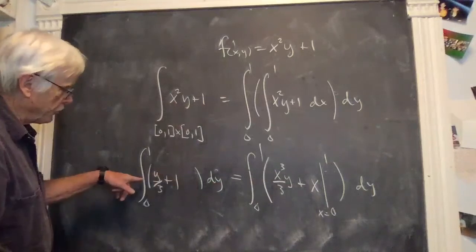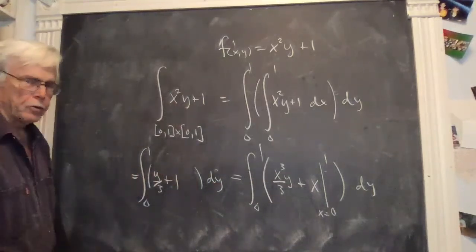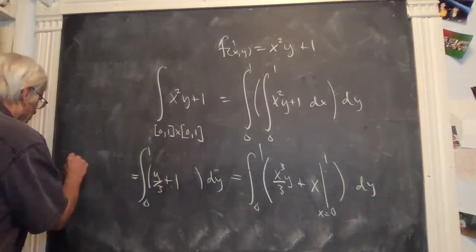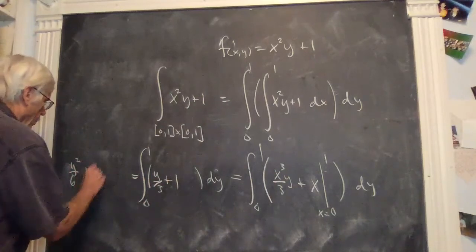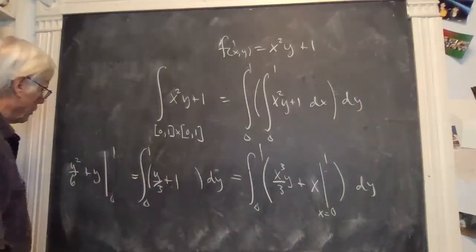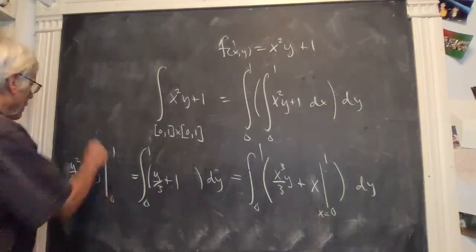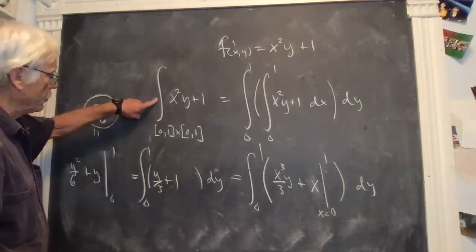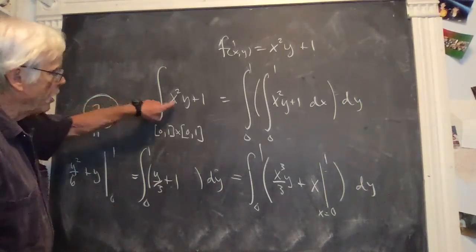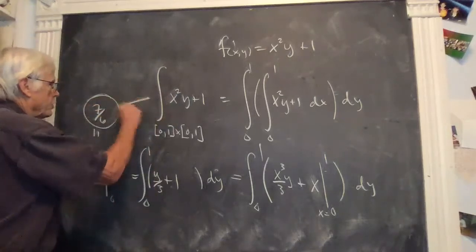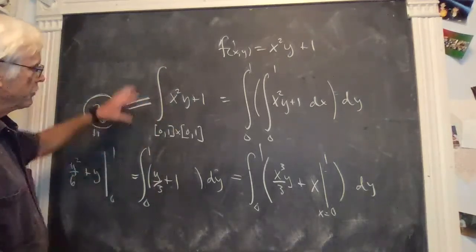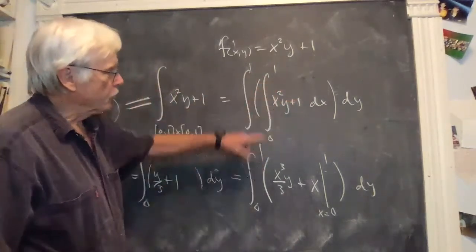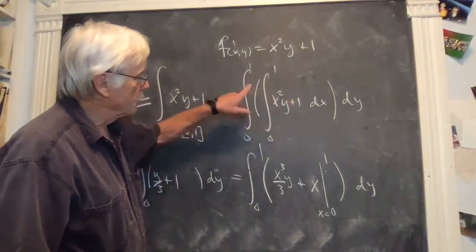And now we're left with a second integral, and this second integral is just a function of y. We can integrate it. We get y squared over 6 plus y, evaluated between 0 and 1. 1/6 plus 1, 7/6. And this double integral measures the volume under this curve. So the volume under that curve is 7/6. How do you do this double integral? We're going to try to do it as an iterated integral, first integrating with respect to one variable and then the other.